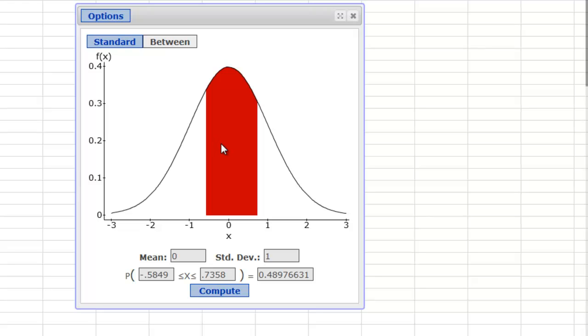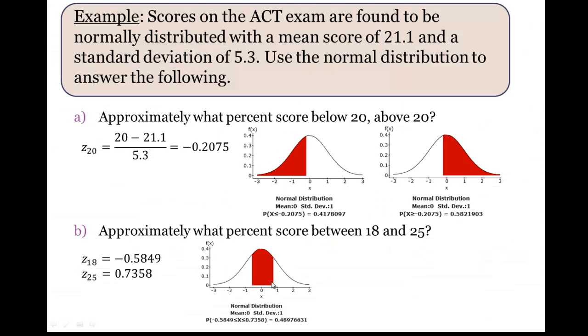So that's how you use StatCrunch and use the calculator, as they call it, rather than using a Z-table in your textbook. And this is more accurate, and so it is more appropriate to do this since we have this available. And so here's that answer in our PowerPoint here.